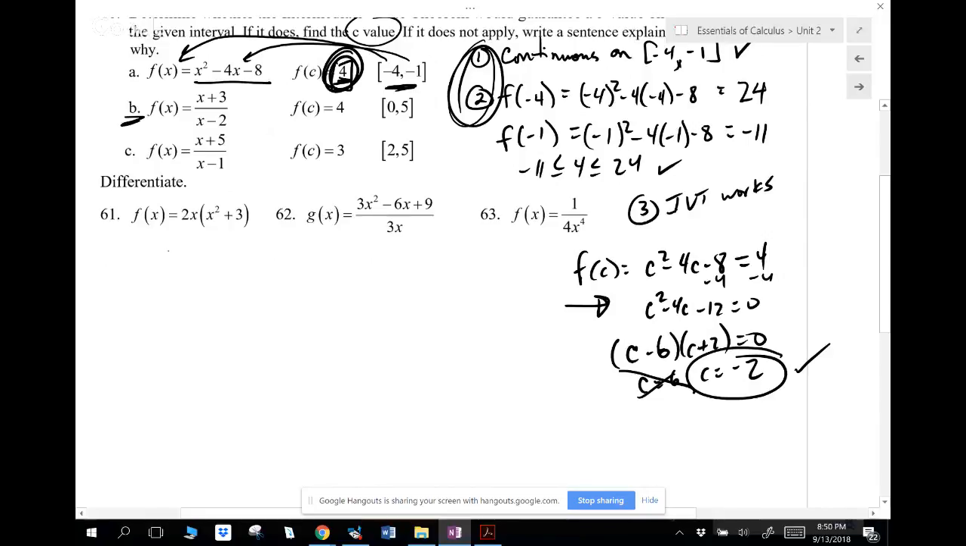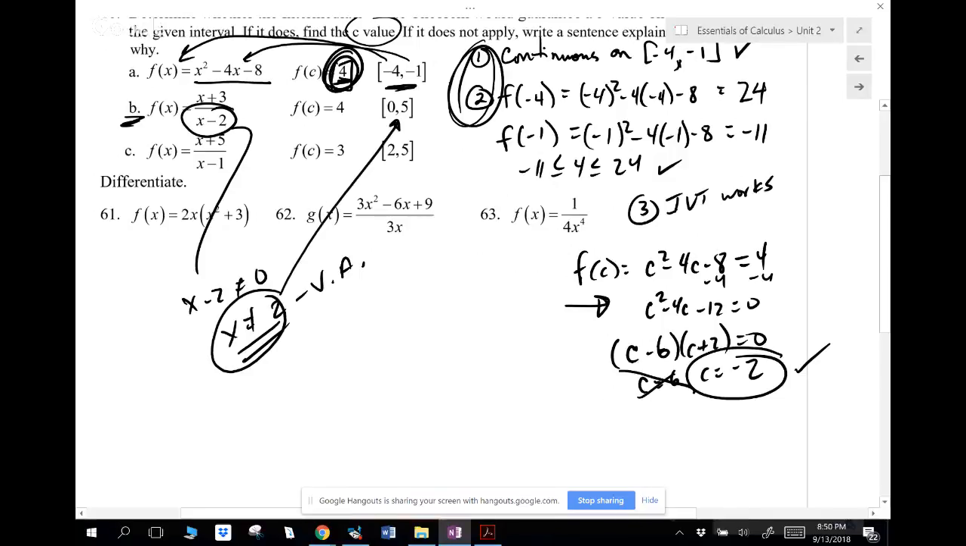So if you notice right here for B, x minus 2 cannot be 0, x cannot be 2, because it's not continuous there because there's a vertical asymptote. Well, the problem is that 2 is in between 0 and 5. So our first one, continuity, doesn't work. So in this case, I would say the IVT does not apply, since there's a vertical asymptote at x equals 2. All right, hopefully that makes sense.